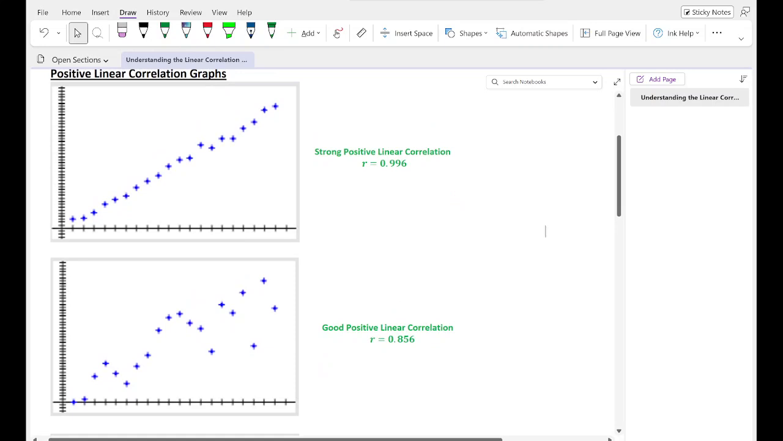The next one we have here, we can see the linear correlation. The dots are definitely not in a straight line, but they have some waves to them. You can see that it starts low and it's going up in a fairly straight manner-ish. So this has a good positive linear correlation, 0.856. Again, it's definitely not a straight line, but you can see it has a positive increase as we go along, kind of straight line-ish.